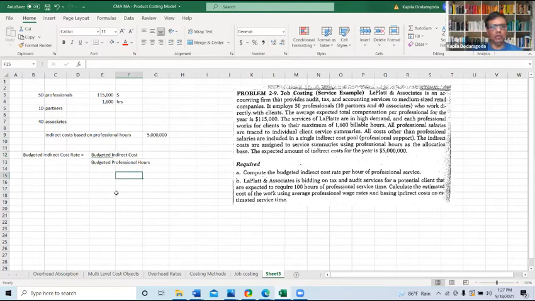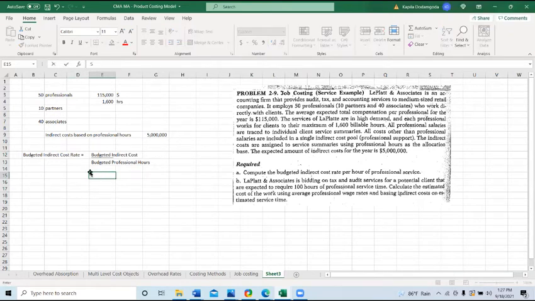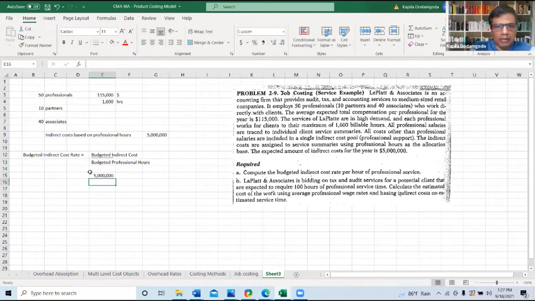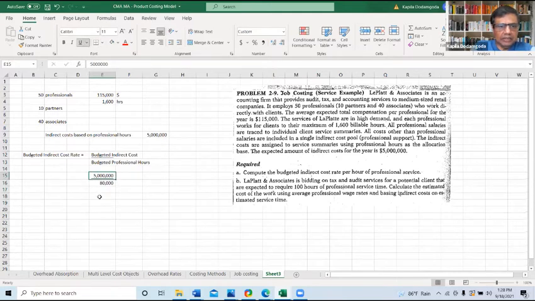Okay, so this is what we are told. So how much is the budget? Let's do the calculation together. How much is the budgeted indirect cost? 5 million, I believe. And budgeted professional hours? 1,600 into 50. Exactly, 1,600 into 50. That's it. So then the indirect cost rate is very straightforward.